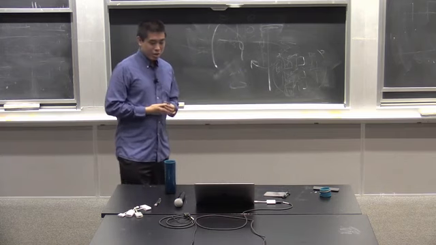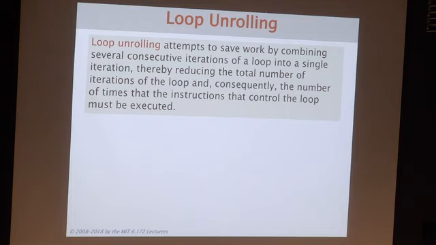OK, so next, loop unrolling. So loop unrolling attempts to save work by combining several consecutive iterations of a loop into a single iteration, thereby reducing the total number of iterations of the loop and consequently the number of times that the instructions that control the loop have to be executed.